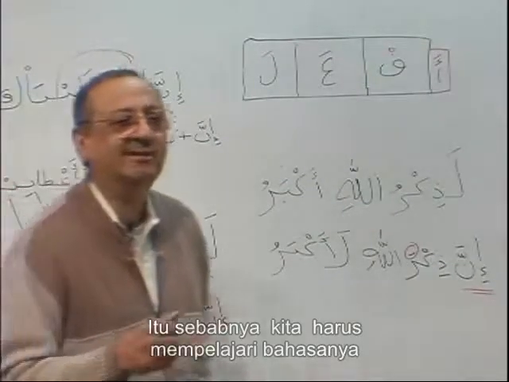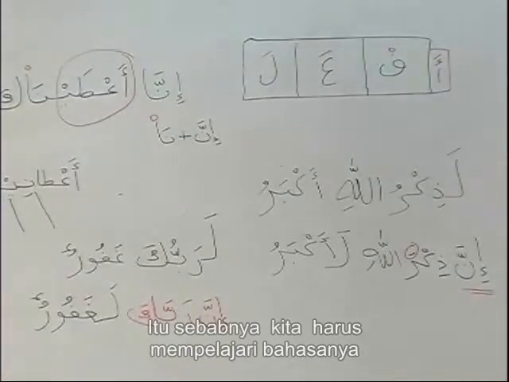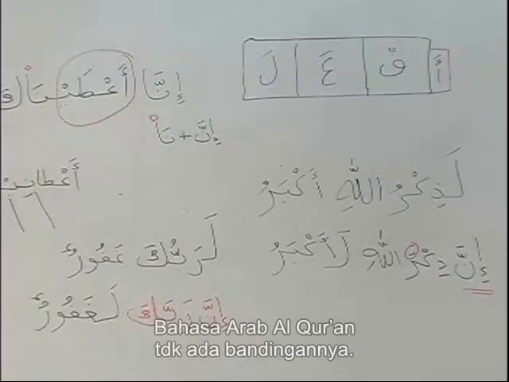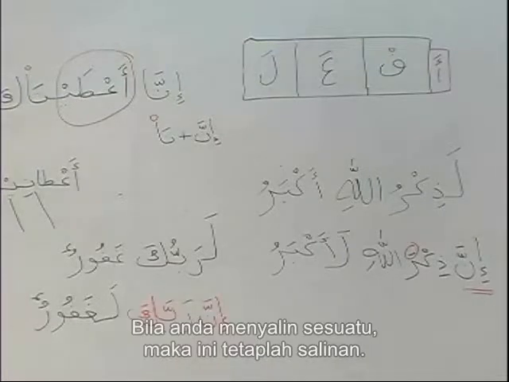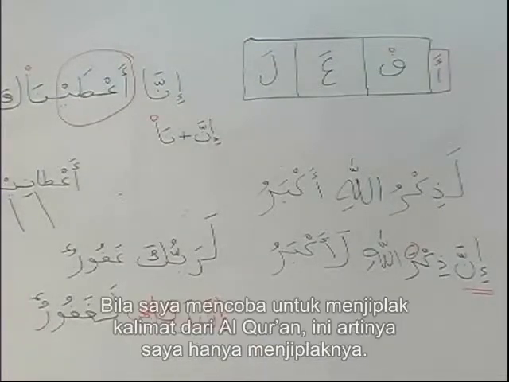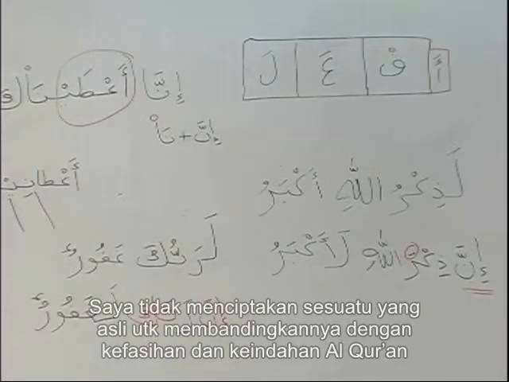That is why we must learn the language, brother. We must learn the language. The Arabic of the Quran is out of this world. What did I say? Out of this world. Nobody has come with the composition of Quran in the last 1400 years. Brother, when you copy something, that is a copy. If I try to copy a sentence like Quran, I just copied. I did not create something original to compare with the power and the eloquence and the beauty and the magic of the Quran.